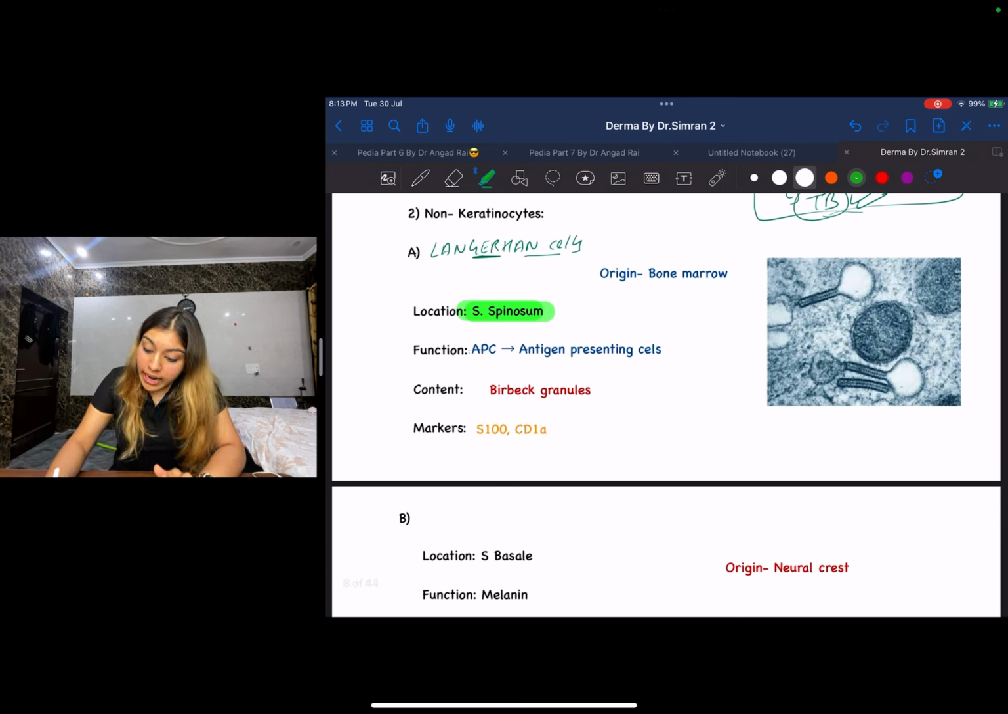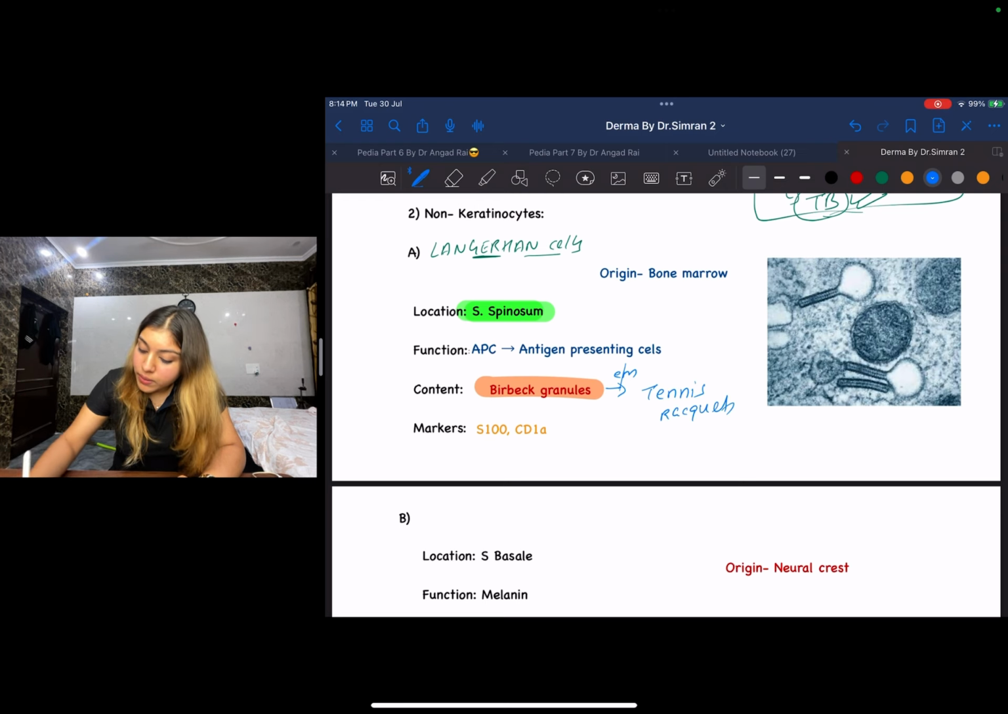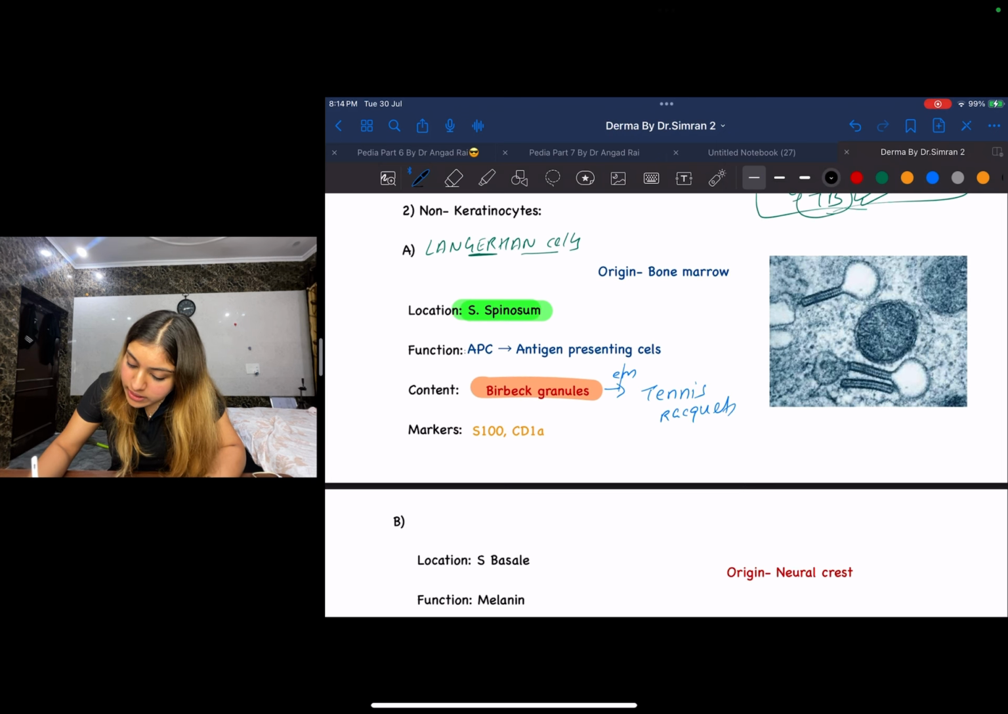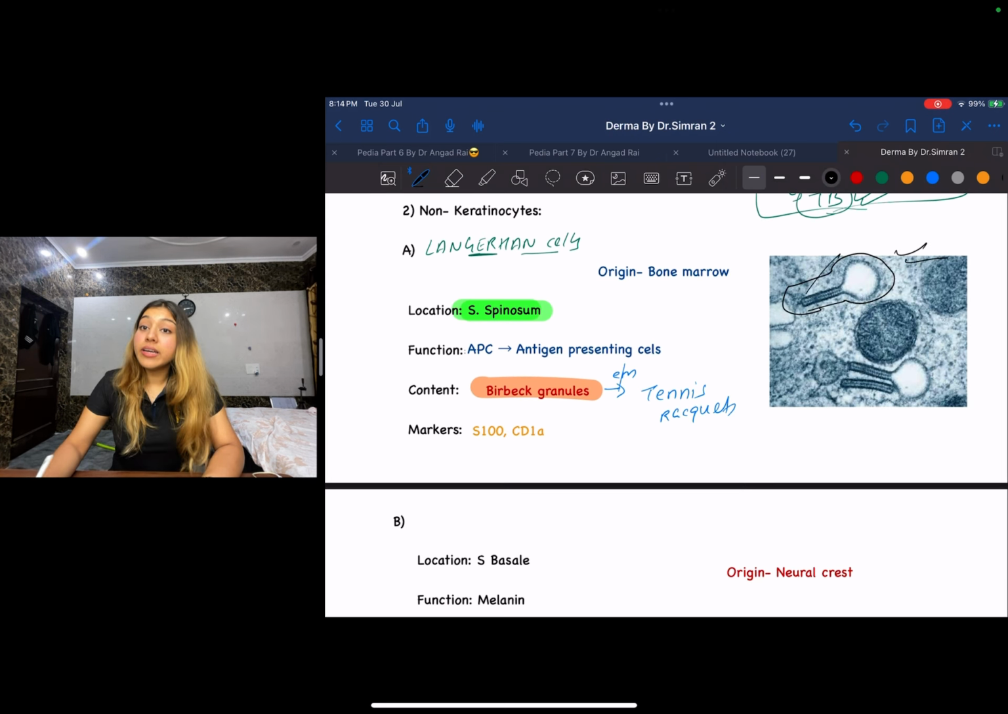They have these granules called Birbeck granules. On electron microscopy, if I see these Birbeck granules, I will get this very peculiar tennis racket appearance. You guys can see this tennis racket appearance over here, right? These are seen in Langerhans cells.